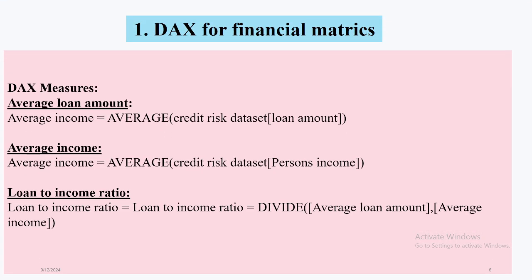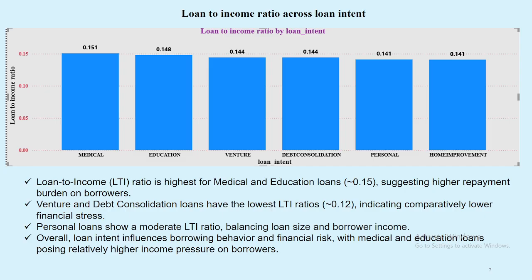And also the next task is we need to analyze the loan to income ratio. It means the loan to income ratio, that is average loan amount and average income. Here I have plotted a bar graph for the loan to income ratio across the purpose, like for what purpose the individuals have taken the loan, purpose versus loan to income ratio.